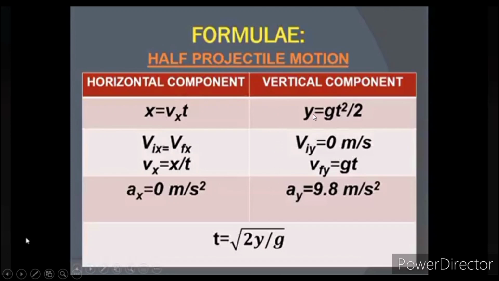Ibig sabihin, y is equal to gravity times time squared all over 2. And we also have our initial velocity under vertical component. Constant din po yan. We have 0 meter per second. At kapag ang hinahanap mo naman ay final velocity of a vertical component, that is equal to g times t. And take note that g is always constant, which is equal to 9.8 meter per squared second. Yan po ang ating acceleration. And for time naman, same formula, meron tayong gagamitin, square root of 2y all over g. That is for both horizontal and vertical.